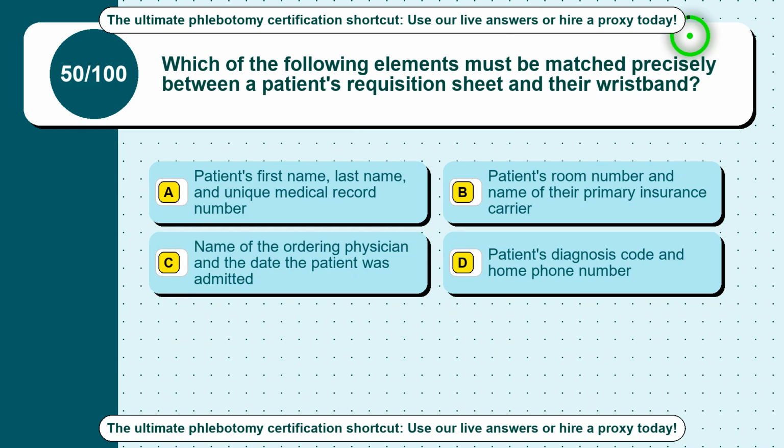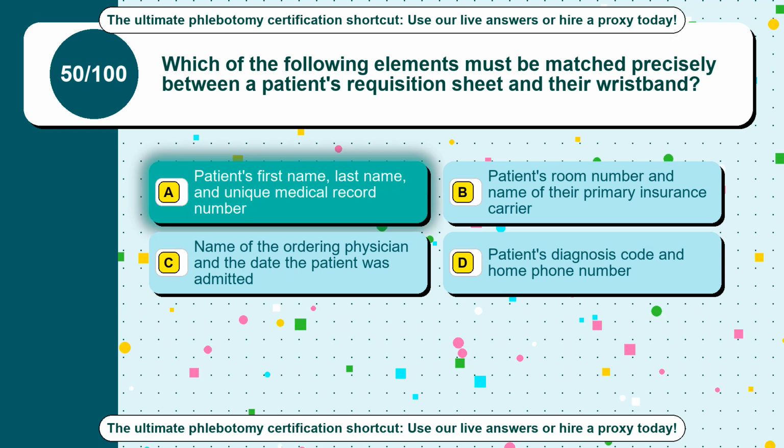Question 50. Which of the following elements must be matched precisely between a patient's requisition sheet and their wristband? Option A, patient's first name, last name, and unique medical record number. Option B, patient's room number and name of their primary insurance carrier. Option C, name of the ordering physician and the date the patient was admitted. Option D, patient's diagnosis code and home phone number. The correct answer is option A, patient's first name, last name, and unique medical record number.